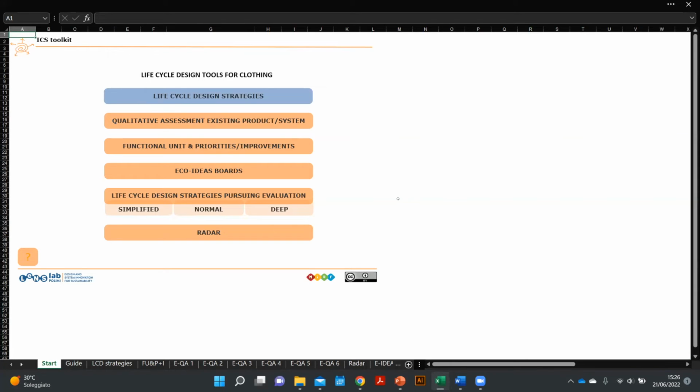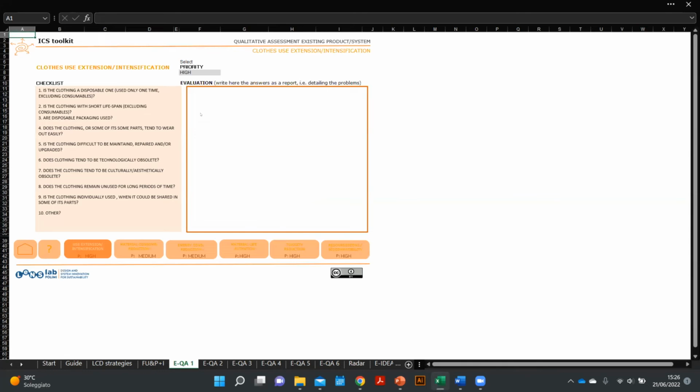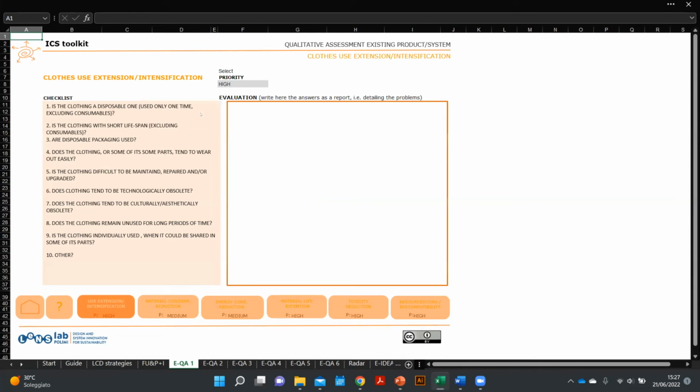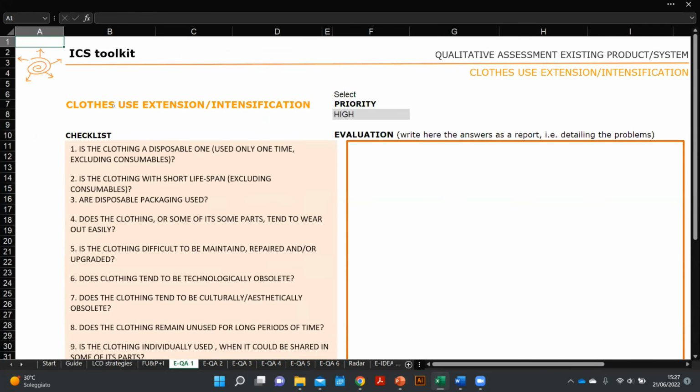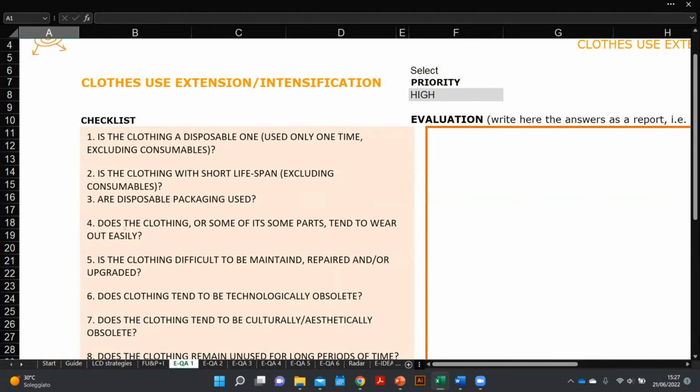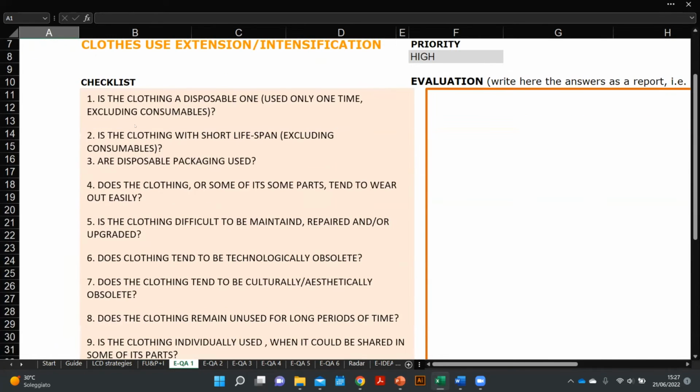Yeah, here we are. So you saw it multiple times. What we didn't see in detail was the checklist I was mentioning. We were mentioning it too. So you see that these are very qualitative questions, no? So is the clothing a disposable one? Is the clothing with a short lifespan? Obviously excluding consumables. What does it mean?